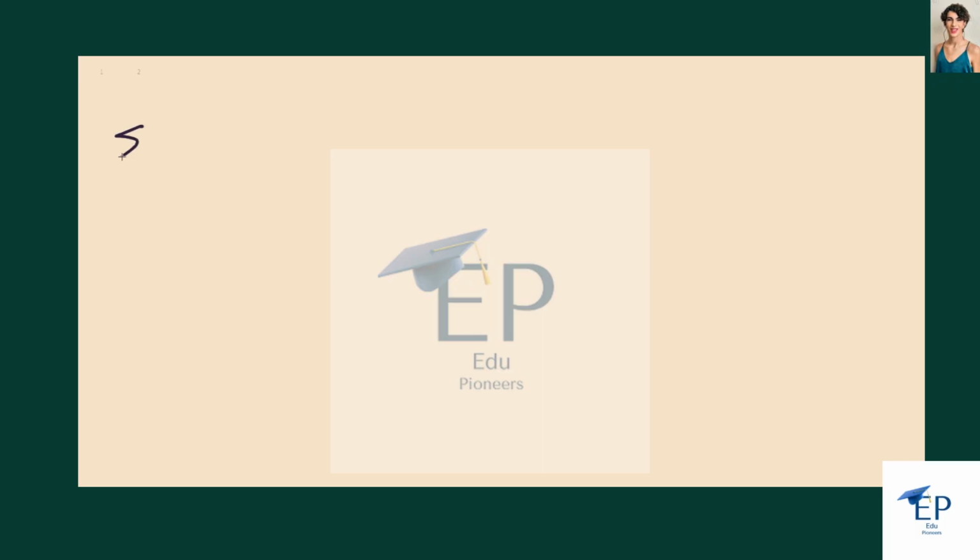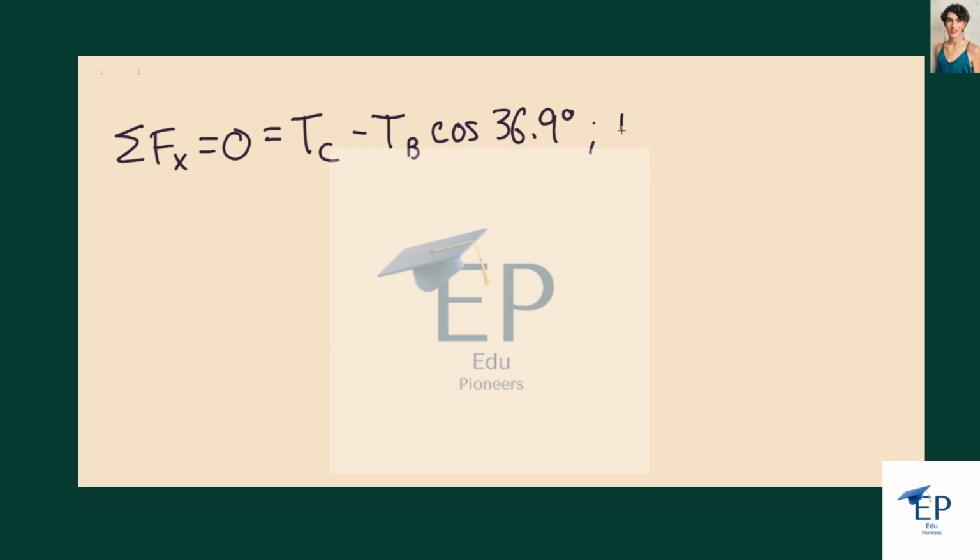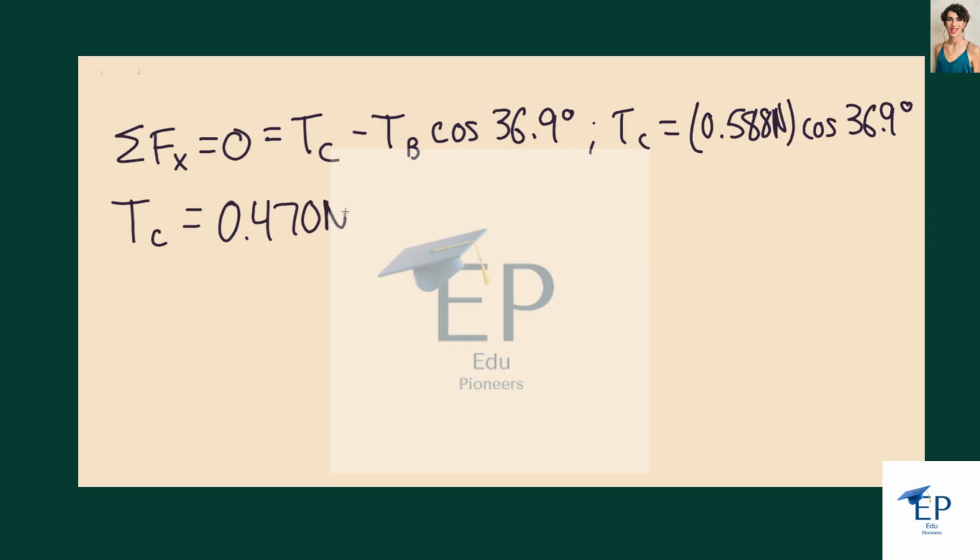And then for C, we can say that the sum of forces in the x direction equals 0, because this is in translational equilibrium. And this would be equal to TC minus T sub B cosine of 36.9 degrees. And so we find that TC is going to be equal to 0.588 newtons times cosine of 36.9 degrees. And we find that T sub C is going to be equal to 0.470 newtons.